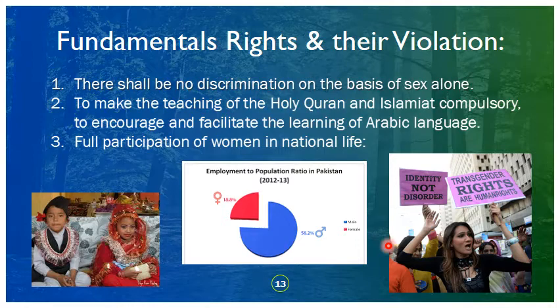So they are also seeking and raising their voice for their rights, as in many areas in India or even in Pakistan. Child marriage can also be seen, which is also a very big violation of human rights. My second point is to make the teaching of Holy Quran and Islamiyat compulsory.